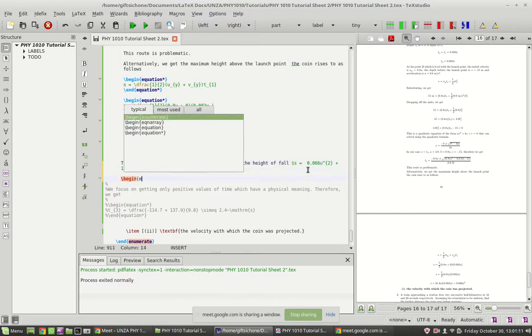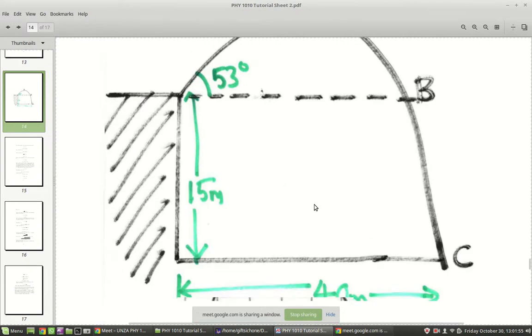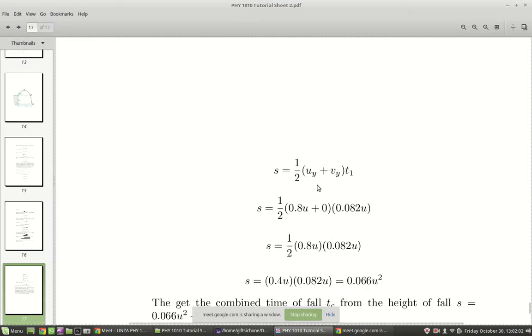So what do we know? We know S is equal to u_y times tc plus 1/2 a tc squared. Okay, I think there's hope.